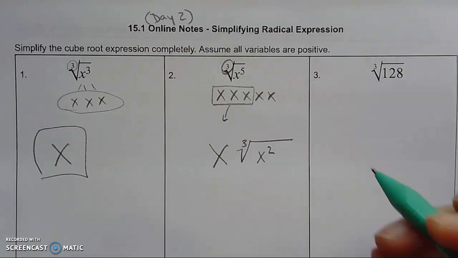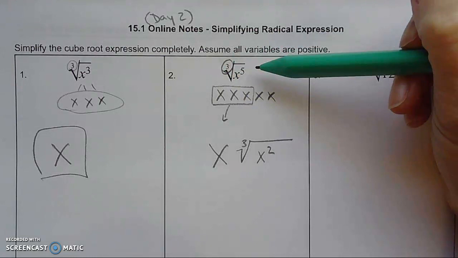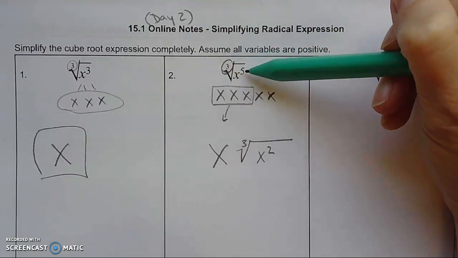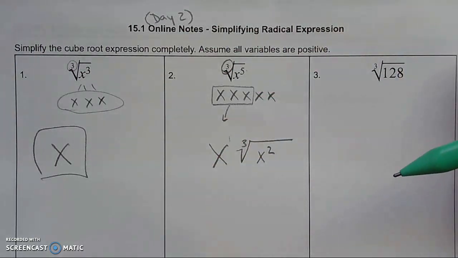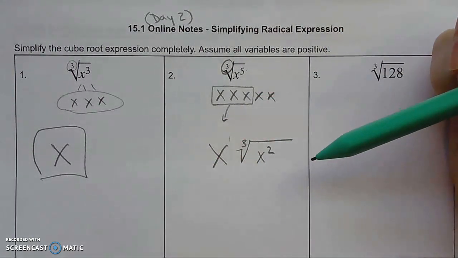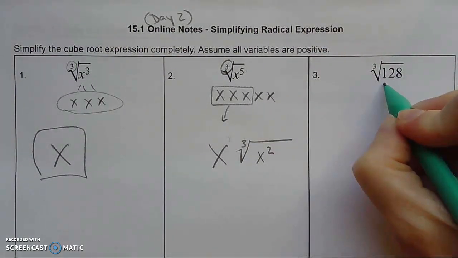Another way of doing this besides having to write this out is just say how many times does 3 go into 5? 3 goes into 5 one whole time, with the remainder of 2. So it's a little easier than having to write out every single x, especially if you have a whole bunch of them. All right, 128, we're just going to do a factor tree.